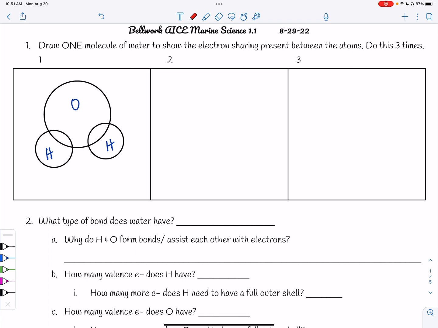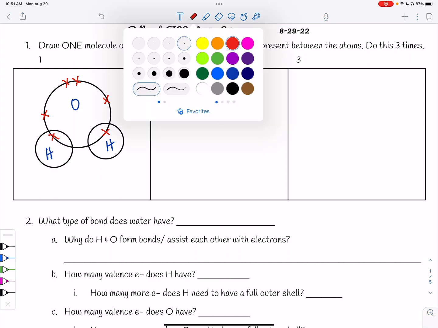Okay, oxygen is in group 6 of the periodic table, so it has 6 valence electrons. 1, 2, 3, 4, 5, and 6. Okay, so we know oxygen needs 2 more to be stable. And what stable means, that it has a full outer shell.